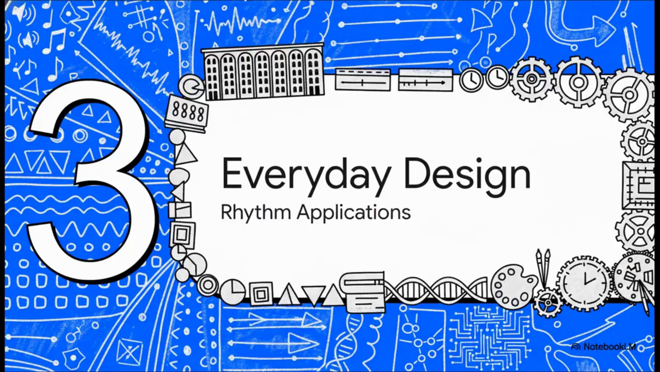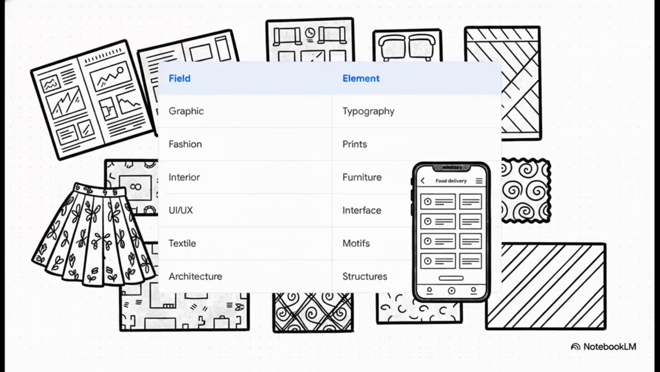Section 3. Rhythm in Everyday Design. And this brilliantly illustrates how these rhythms surround us in literally every creative discipline we interact with daily. Seriously, I don't want you thinking these are just abstract concepts stuck in some textbook. In graphic design, it's repeated typography giving a layout consistency. In fashion, it's the repeating pleats of a skirt. In interior design, it's the deliberate spacing of lighting fixtures.